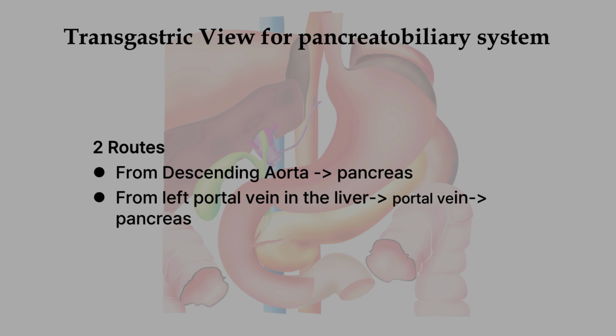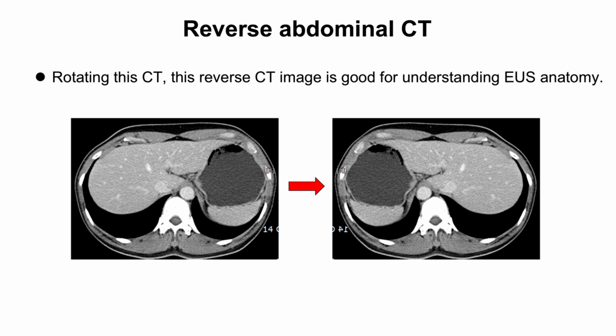This time, I will explain transgastric view from descending aorta. I think that rotating abdominal CT images is a very simple but powerful way to understand EUS anatomy in the stomach. When you rotate the CT, as in this figure, you can clearly see that the positions of the liver and stomach change, just like they do on the EUS screen when you rotate the echoendoscope. This makes it much easier for us, as endoscopists, to predict what structures will appear as we turn the scope.